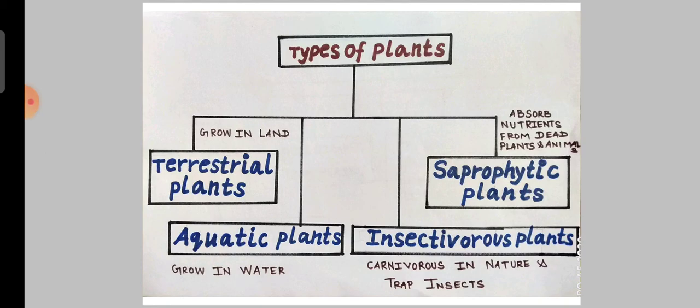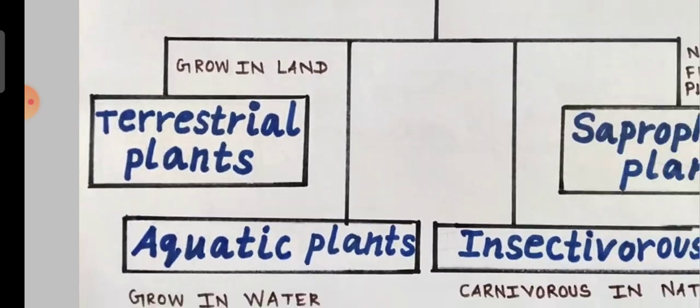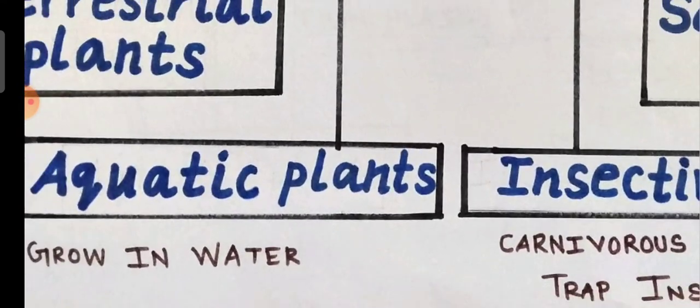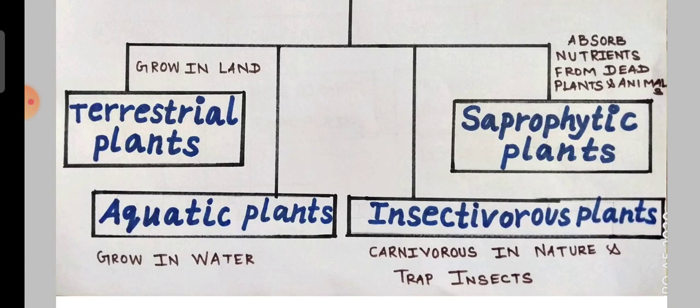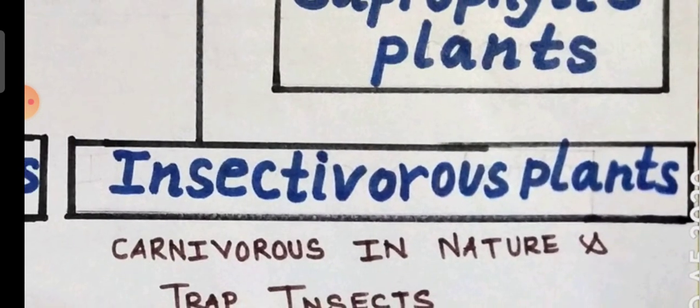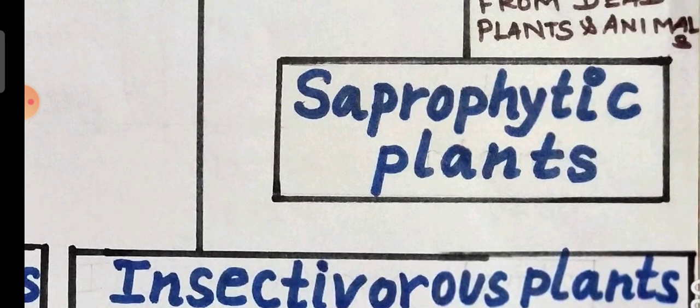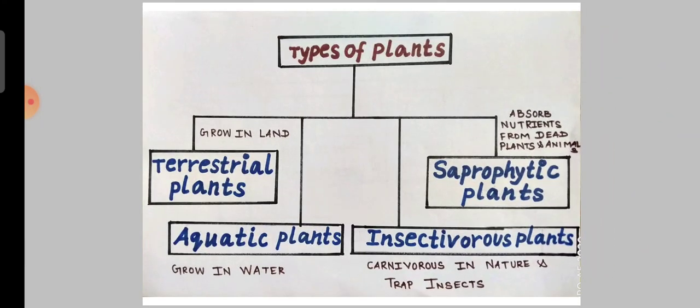Today we are going to see about types of plants. Does anybody know how many types of plants there are? Four types of plants. And they are terrestrial plants, aquatic plants, insectivorous plants, and saprophytic plants. So we will see a small introduction about these types of plants.